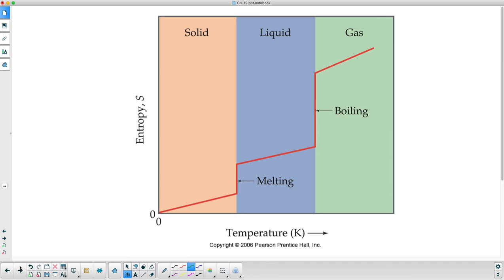Now here's what I want to point out with this. Take a look at this. Melting here has this much of an increase in entropy. So entropy increases when something's melting, going from a solid to a liquid. But notice the difference between melting and boiling. Going from a liquid to a gas is a much higher positive change in entropy than going from a solid to a liquid is. That was the other thing I wanted to point out.